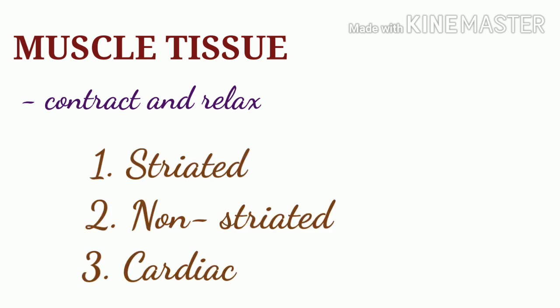The muscle tissue forms the muscles of the body. The muscles contract and relax. Thus, they help the body in its movements. There are three types of muscle tissue. They are the first one, the striated muscle, which is also called the skeletal, striped or the voluntary muscle. The second one is the unstriated muscle, which is also called the smooth, unstriped or the involuntary muscle. And the third type of muscle is the heart or the cardiac muscle, which is found only in the heart.